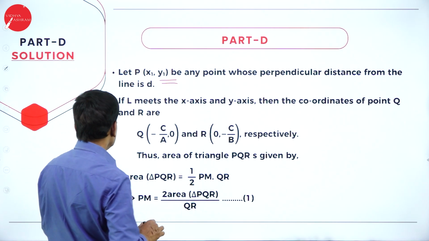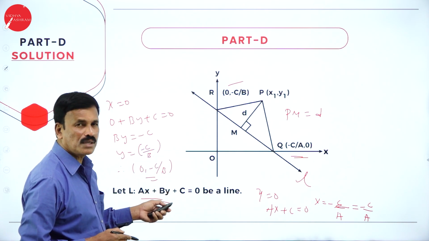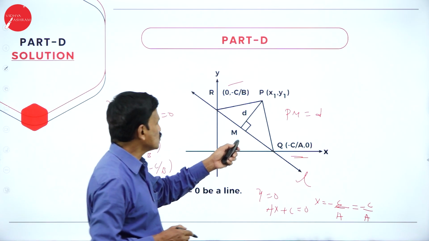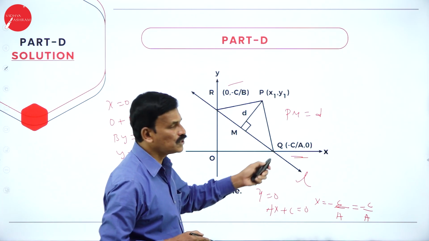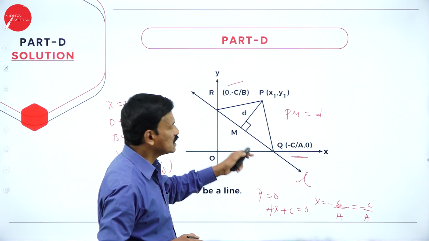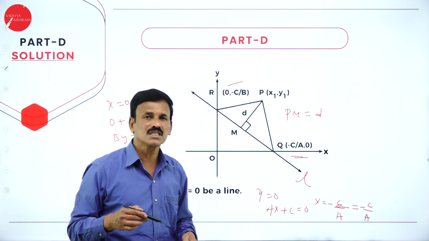Now, what is PM? PM is the perpendicular distance. So, the perpendicular distance is equal to 2 times the area of this triangle divided by the distance from Q to R. To find the distance, use the distance formula, and to find the area, use the area of a triangle formula.